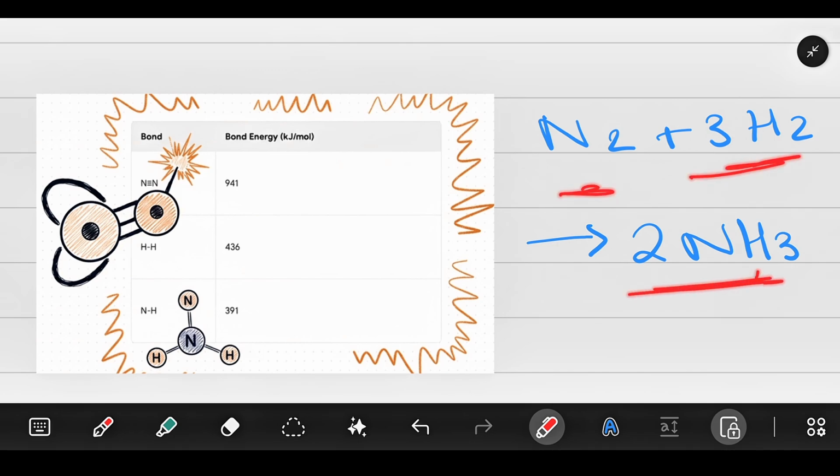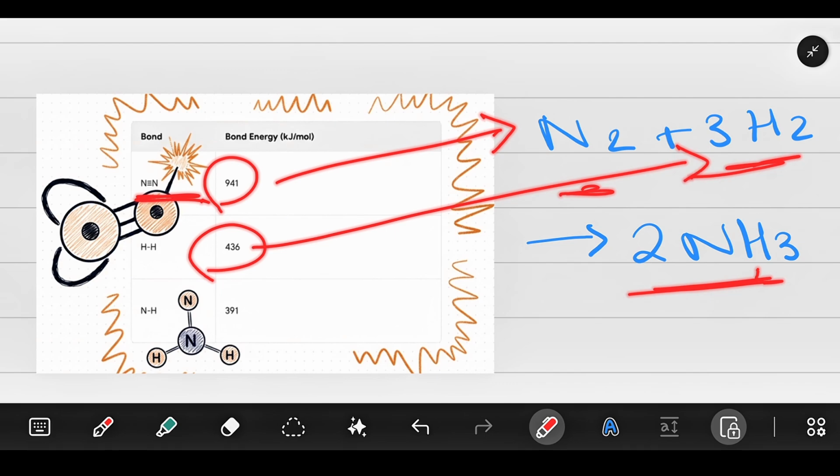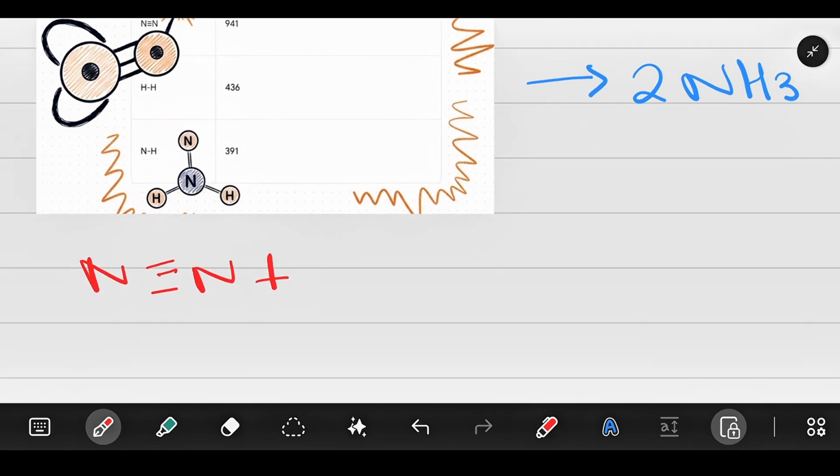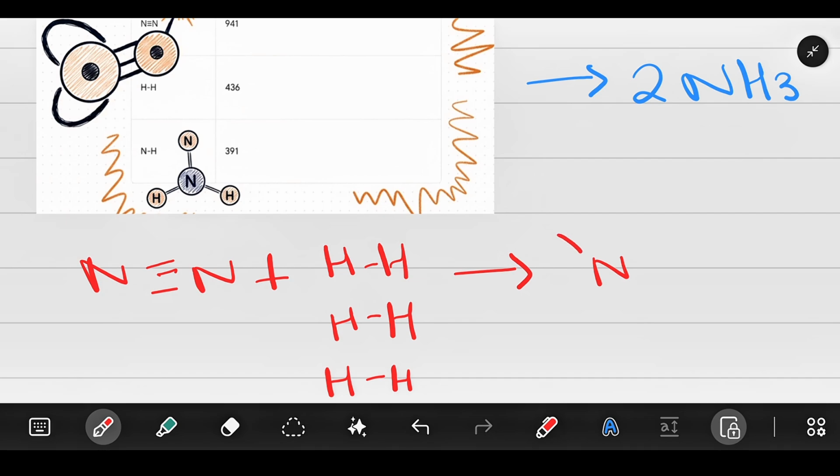2 molecules of ammonia. So I have a nitrogen bond over here. I can see that 941 kilojoules per mole for nitrogen, 436 kilojoules per mole for hydrogen, and 391 kilojoules per mole for the N-H bond in ammonia. So if I draw the displayed formula for this whole reaction, I will be getting something like this. 1 molecule of nitrogen plus 3 molecules of hydrogen, like so, which will give me 2 molecules of ammonia, right?